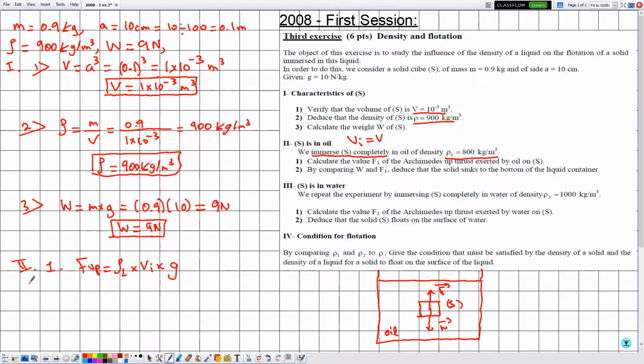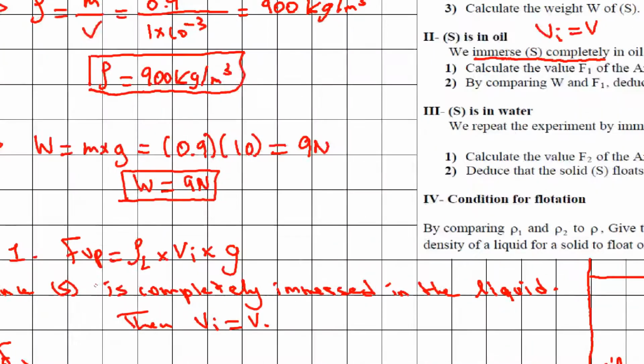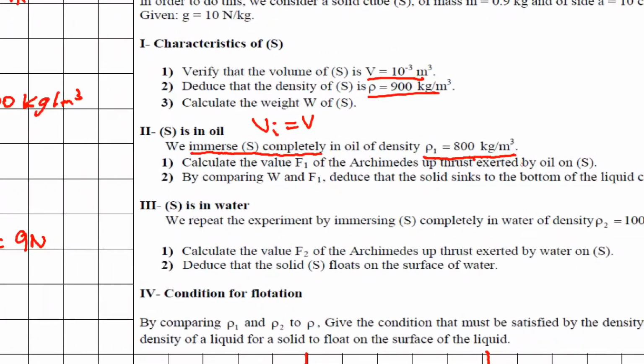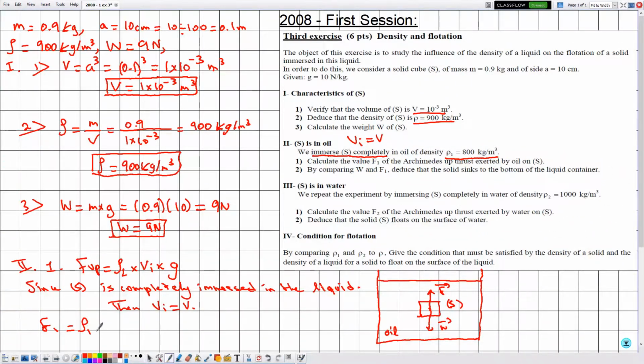But first, let's justify that since S is completely immersed in the liquid, in this case the volume of the immersed part is equal to the total volume V of the solid S. Now we are ready to calculate the magnitude of F upthrust, which is denoted by F1. Notice that I didn't construct a triangle for this formula because this is the quantity that we want to calculate. F1 is equal to the density of the liquid, denoted by ρ1, multiplied by the volume Vi, so replacing Vi by V, multiplied by the value of G.